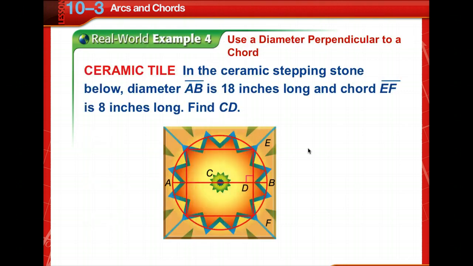Now we're going to use a diameter perpendicular to a chord. Before I get started on this one, I'd sketch this drawing because we're going to lose it here in a little bit. And also note what's being given. The ceramic stepping stone below, the diameter AB is 18 inches long. Okay, this is 18. And chord EF is 8 inches long. We're asked to find CD.